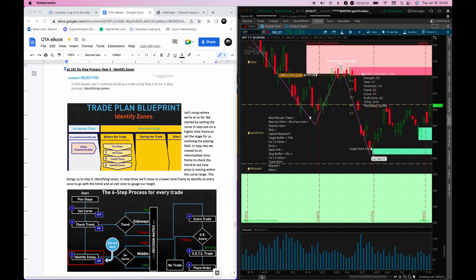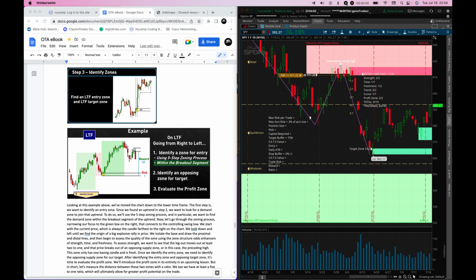This brings us to step 3. Identifying zones. In step 3, we'll move to a lower time frame to identify an entry zone to go with the trend and an exit zone to gauge our target. Looking at the example on the left side of the screen, we've moved the chart down to the lower time frame. The first step is we want to identify an entry zone.